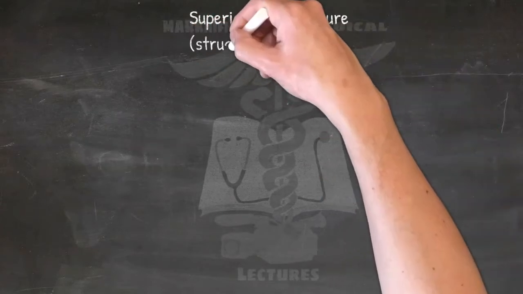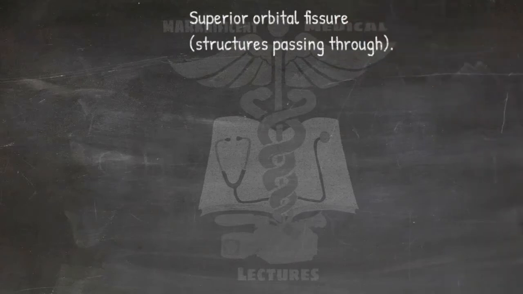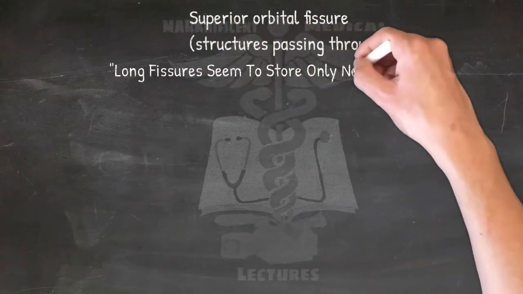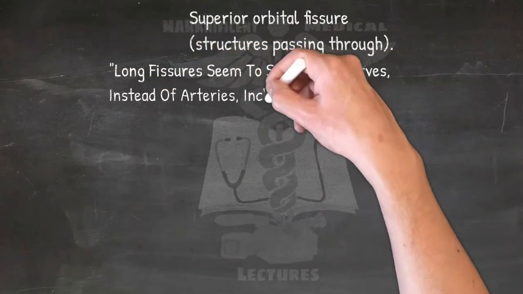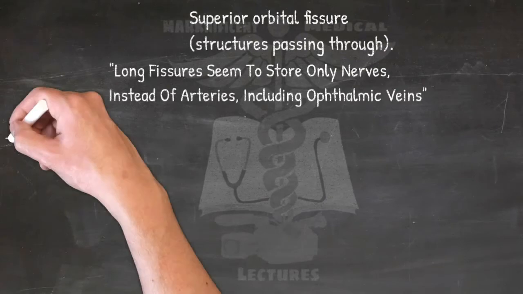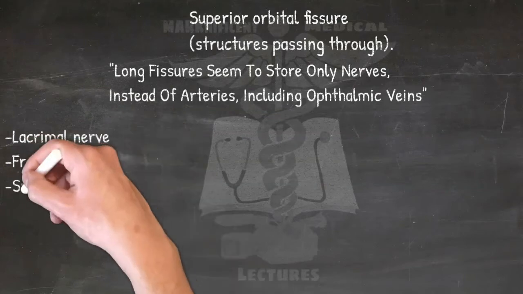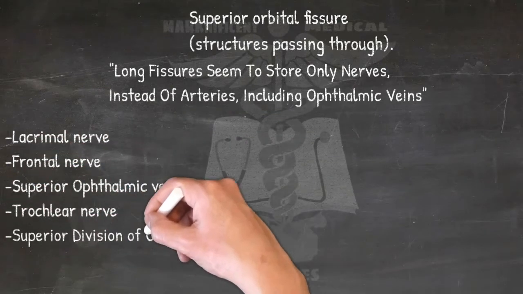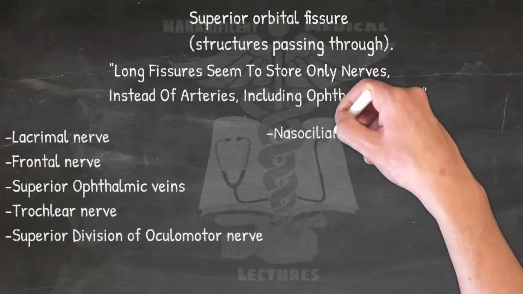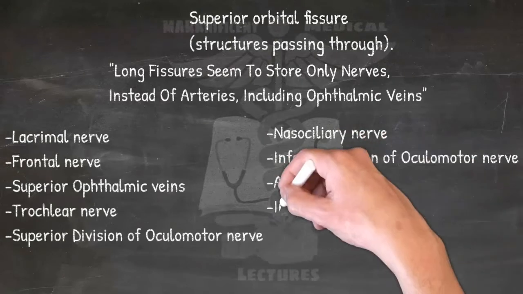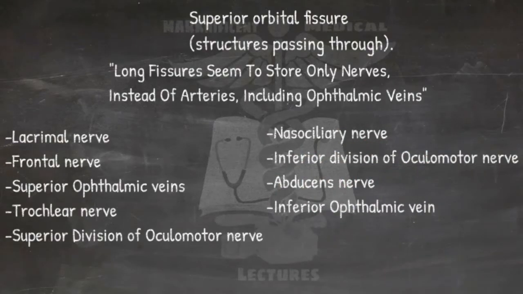Superior orbital fissure, structures passing through. Long fissures seem to store only nerves, instead of arteries, including ophthalmic veins. Lacrimal nerve, frontal nerve, superior ophthalmic vein, trochlear nerve, superior division of oculomotor nerve, nasociliary nerve, inferior division of oculomotor nerve, abducens nerve, and inferior ophthalmic vein.